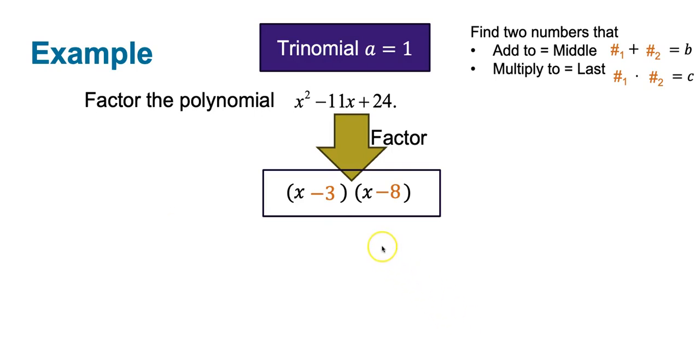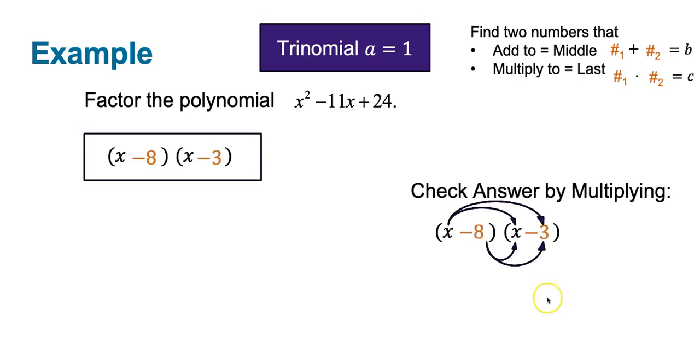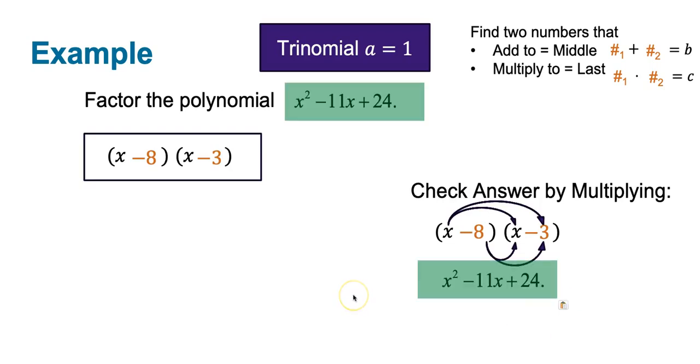Please note that multiplication is commutative, so we could change the order, and the answer would still be the same and still correct. As always, we should check our answer by multiplying, which gives us this. Now, does this equal the original unfactored polynomial? Yes. Therefore, our factorization is correct. If it did not equal the original polynomial, our factorization would be wrong.